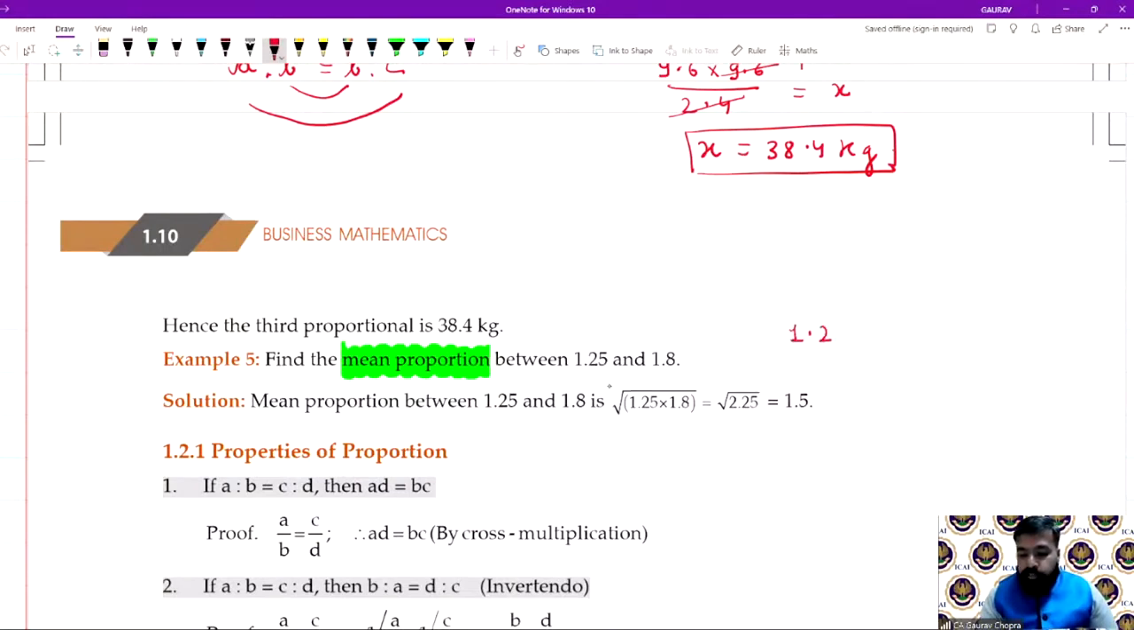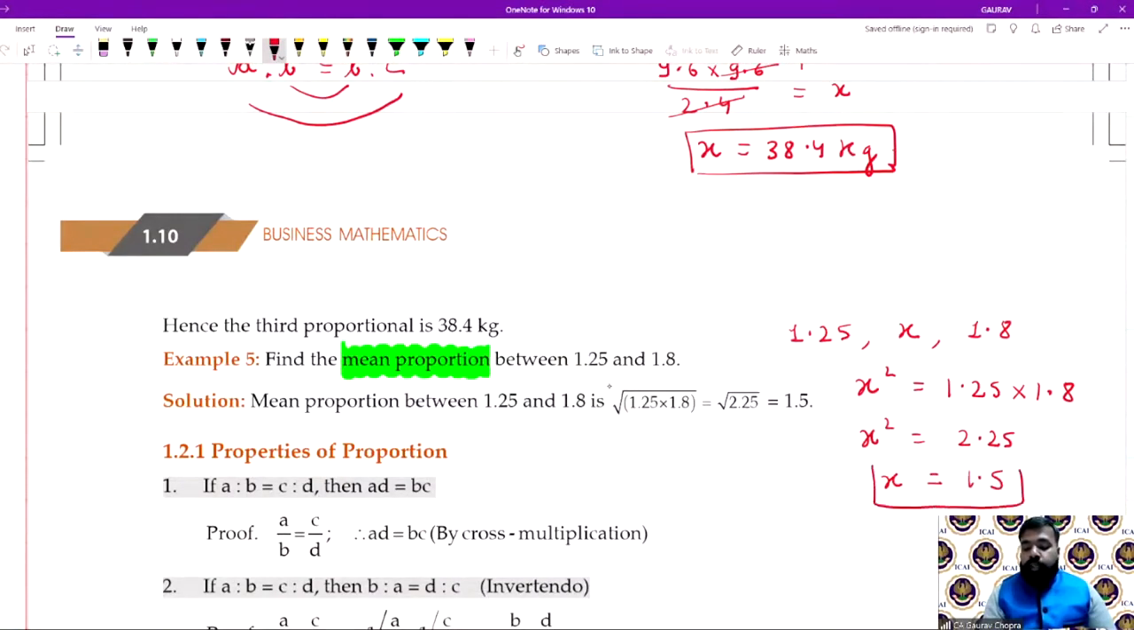So 1.25, x, 1.8. Now apply the formula. So x square is equal to 1.25 into 1.8. Now, if we multiply them, what comes? x square is equal to 2.25. So the value of x will be the root of 2.25. That is 1.5. This is the value of x. Okay. So this is the mean proportion. So you have to always remember: first proportion is the first value, mean proportion is the second value, third proportion is the third value. Okay.